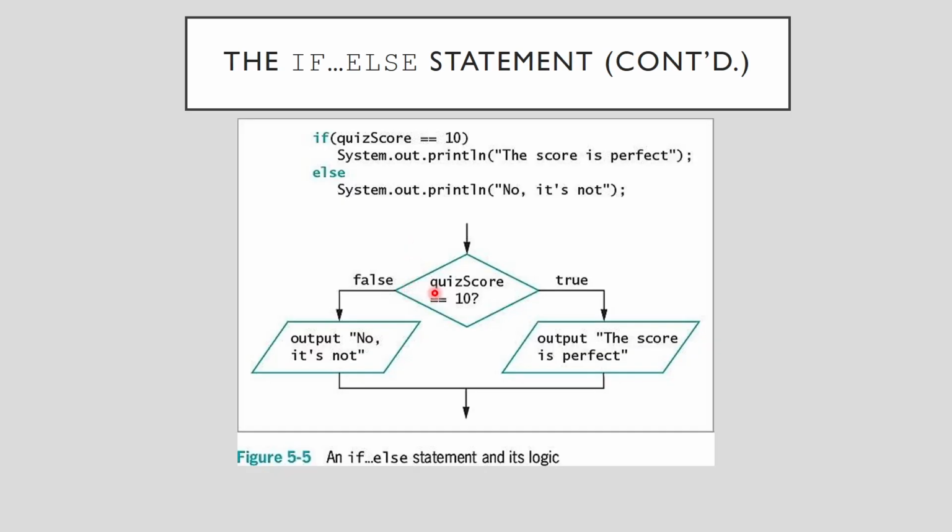Just like this one, there are two possible courses of action depending on the value of the Boolean expression. If the Boolean expression is true, the statement "the score is perfect" will be printed. Else, meaning if quiz score is not equal to 10, whether less than or greater than 10, the statement "no, it's not" is printed.